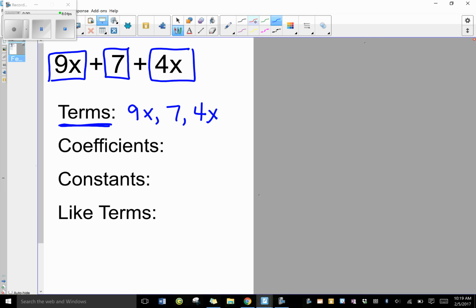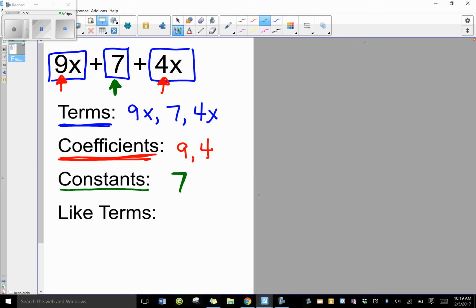Now, when looking into each of those individual terms, you might be able to find coefficients. Please remember that the coefficients are the numbers that come before the variables or the letters. So in this example, 9 and 4 are both considered to be coefficients. Now, constants, as we discussed in class, are the numbers that stand all alone or by themselves and have no variable with them. So in this example, 7 would be considered your constant.